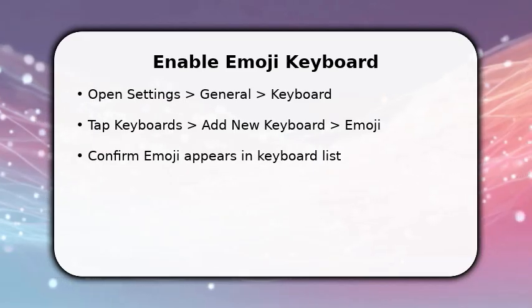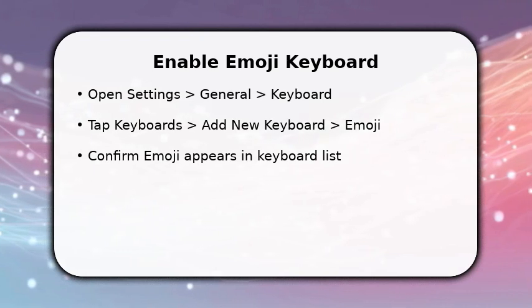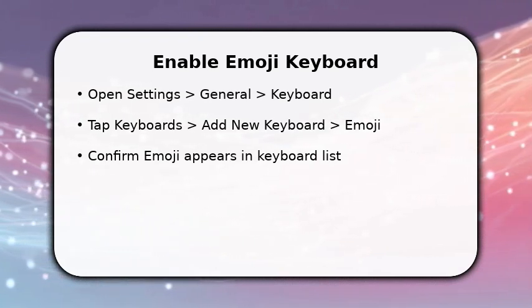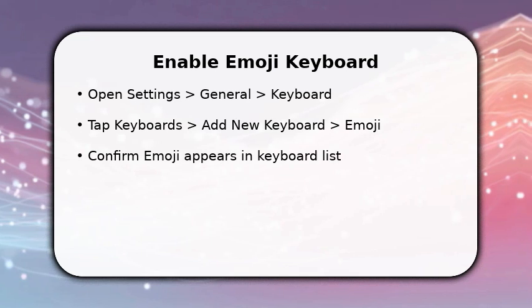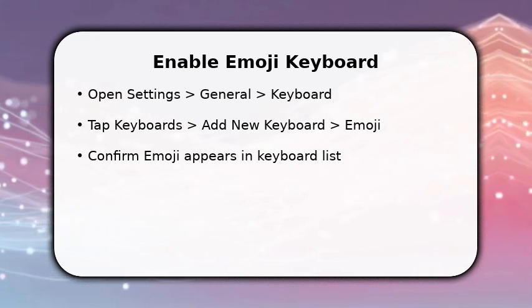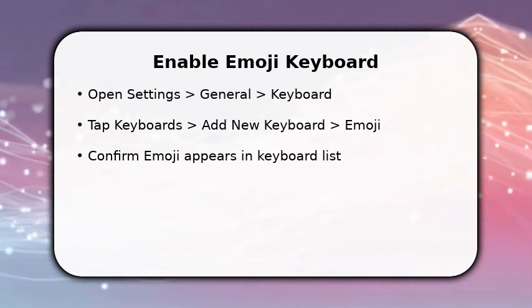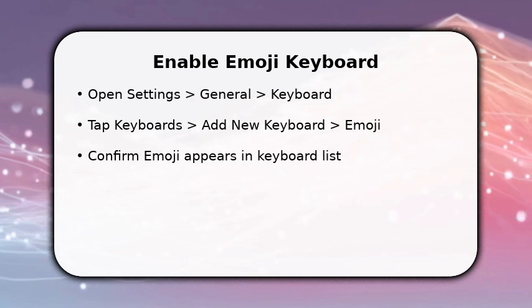You start by enabling the keyboard so emojis are available everywhere. Open Settings, go to General, then Keyboard. Once there, tap Keyboards to view installed keyboards. You add the emoji keyboard by selecting Add New Keyboard and choosing Emoji.